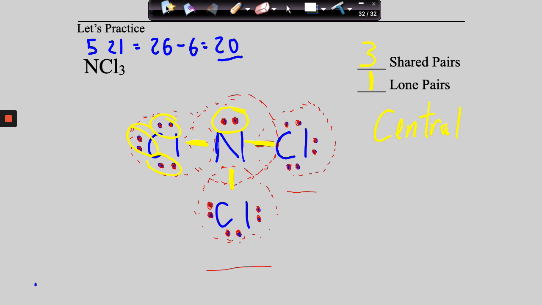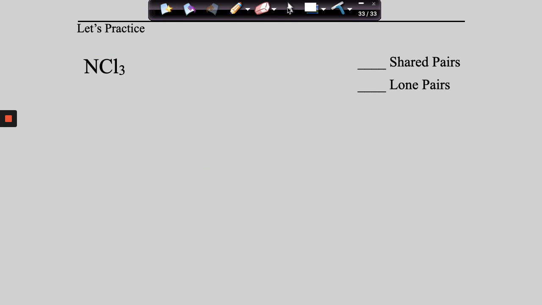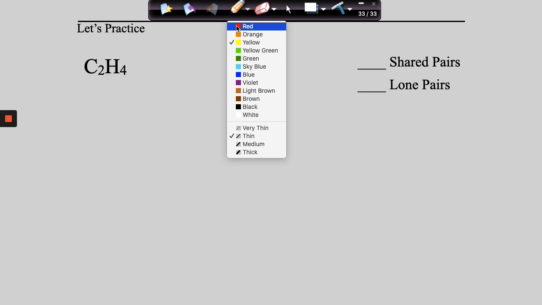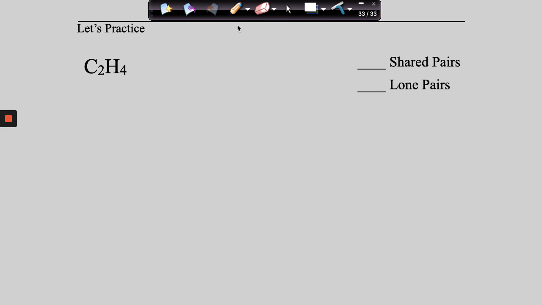Let's try a couple more examples. So cleaning this up, let's switch pages. And let's try C2H4. Okay, so the first thing that we're going to do with C2H4 is we are going to get everything on the paper. Now remember, we have rules. Carbon is always in the middle. Hydrogen is never in the middle.